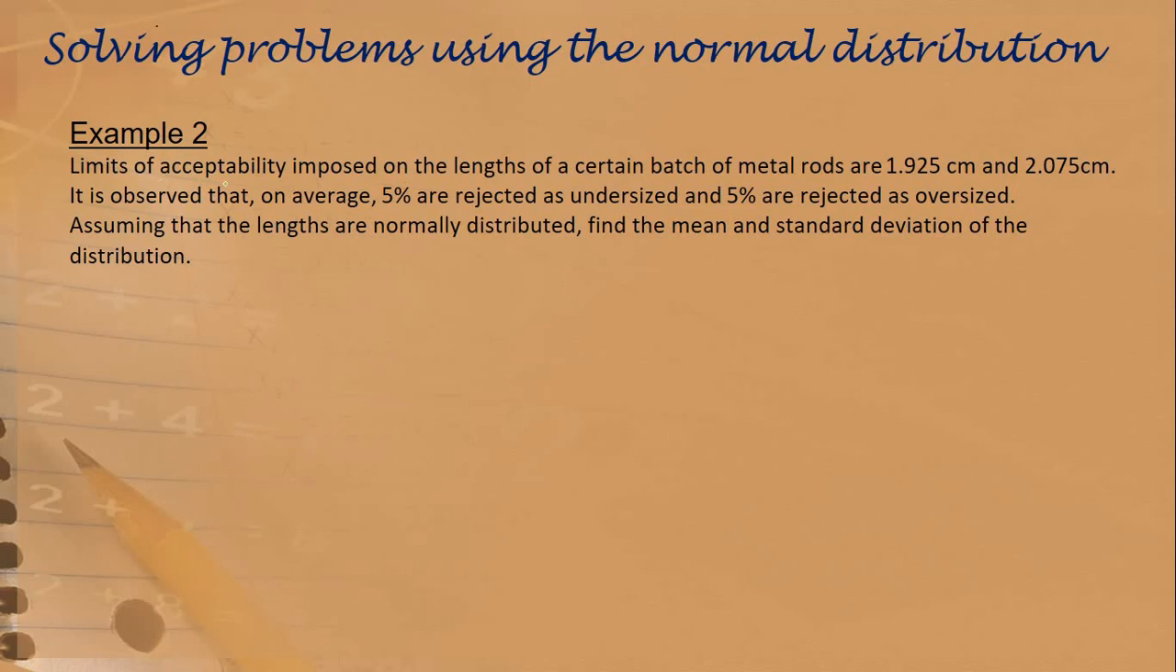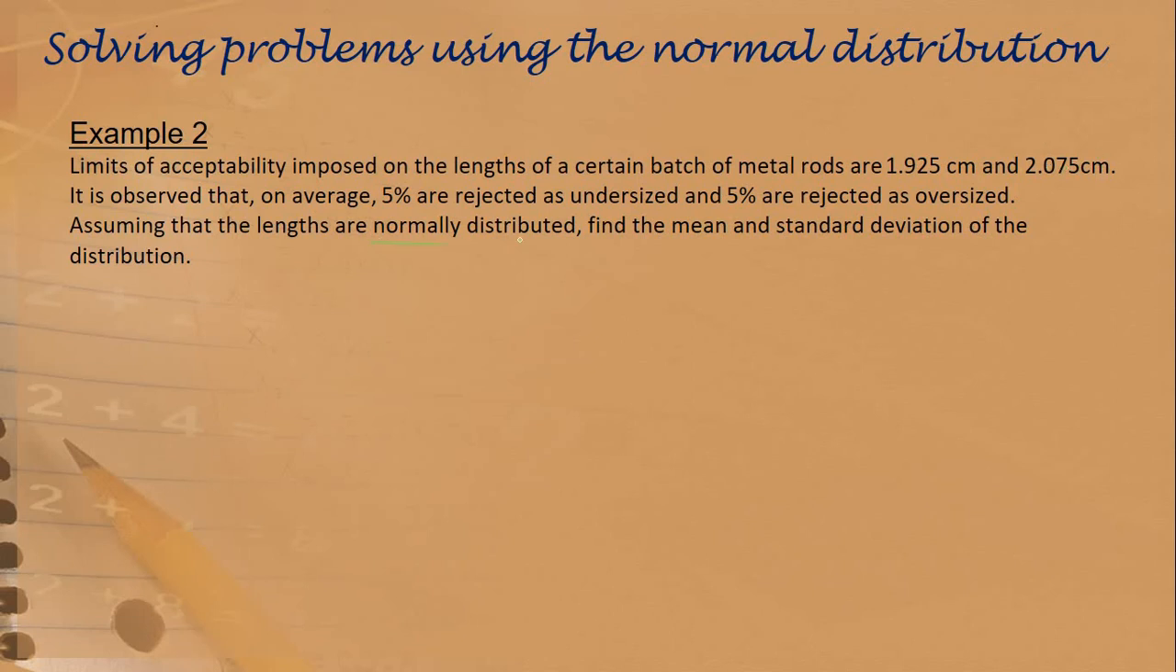We're told limits of acceptability imposed on the lengths of a certain batch of metal rods are 1.925 centimetres and 2.075 centimetres. So that means that if a batch of metal rods are between those two, they're acceptable. It's observed that on average 5% are rejected as undersized, so that would mean they're less than 1.925, and 5% are rejected as oversized, so they're more than this.